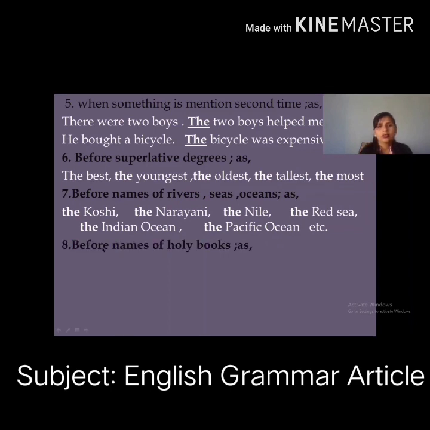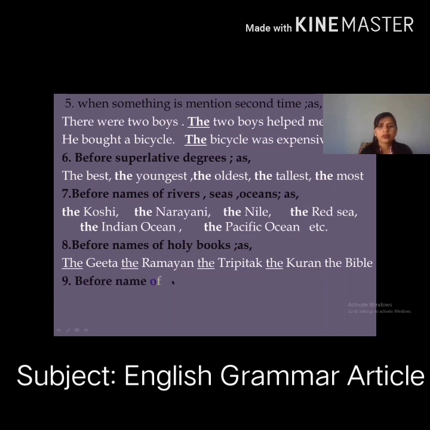The is used before names of holy books. Look at the example. Gita, Ramayana, Tripitak, Quran, Bible, similarly Mahabharata. These are the holy books. So before the holy books, we have to use article the and say the Gita, the Ramayana, the Tripitak, the Quran, the Bible, the Mahabharata, etc.